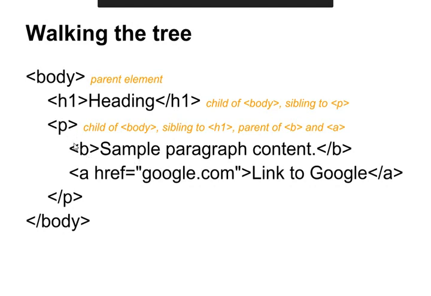We go one level deeper down the tree, and we see a B element, which stands for bold, and an A element, which stands for anchor. That's how we create links. These are both children of the paragraph, but they're siblings to each other. That makes sense, right? Okay.